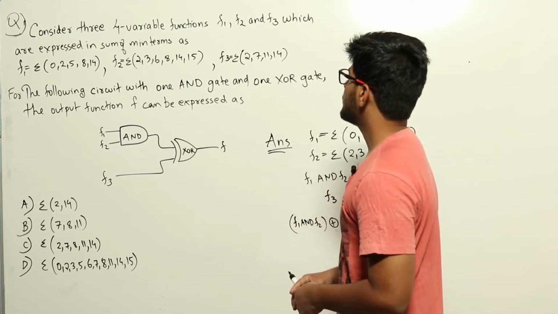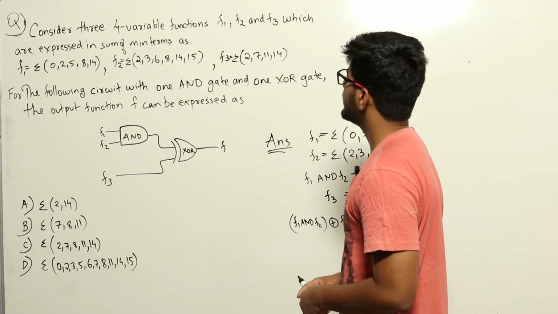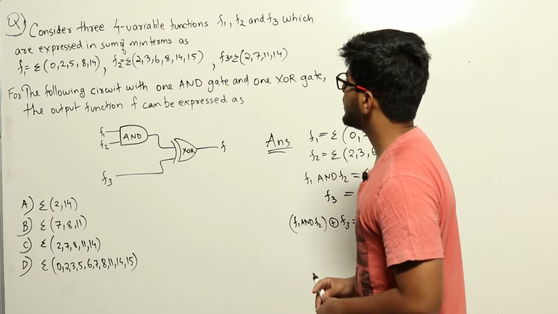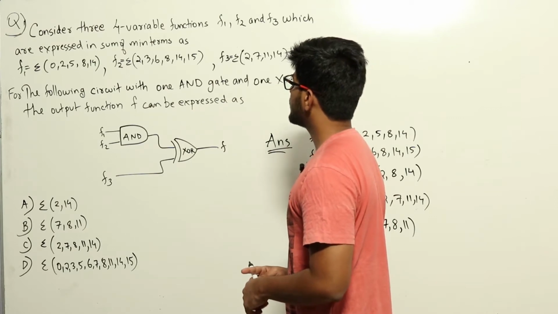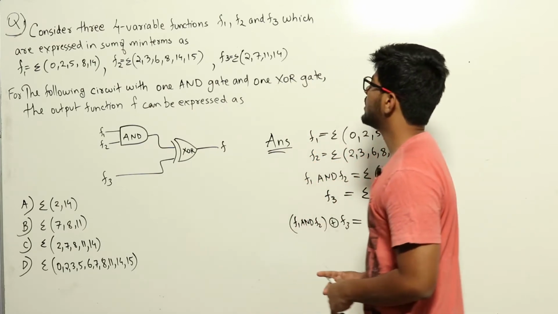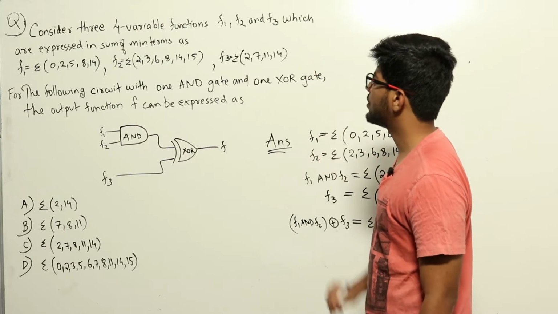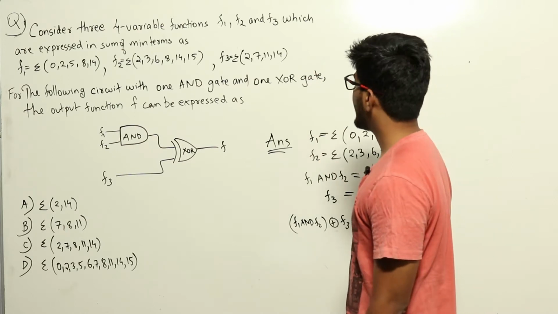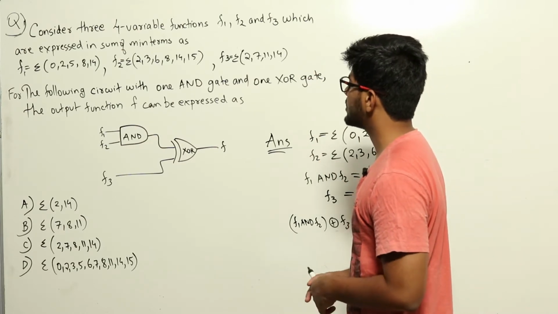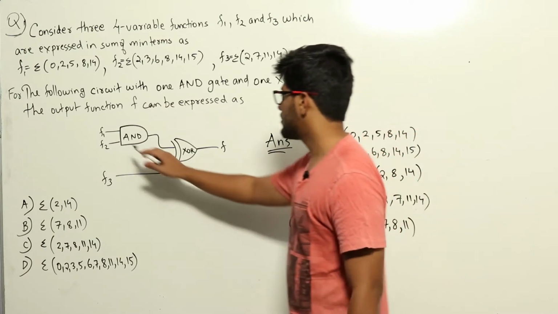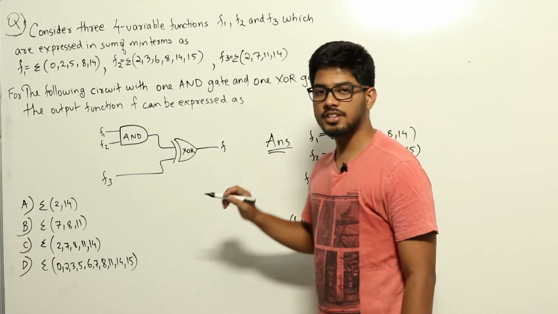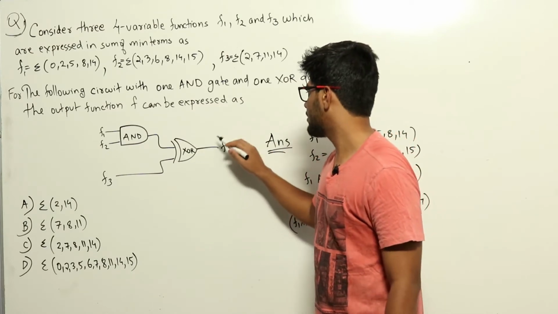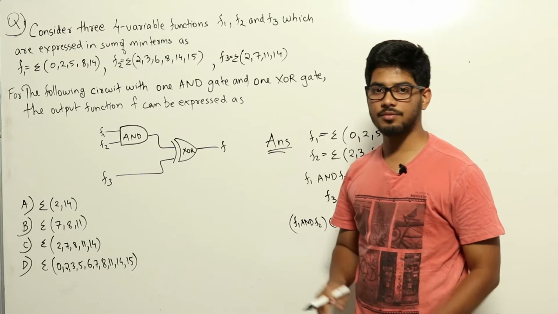Consider three 4-variable functions f1, f2 and f3 which are expressed in sum of minterms as f1 equal to sigma 0 2 5 8 14, f2 equal to sigma 2 3 6 8 14 15, f3 equal to sigma 2 7 11 14. For the following circuit with one AND gate and one XOR gate, the output function f can be expressed as this: f1 and f2 XOR f3 is f. So in the question they are asking what is the minimum sum of product form for f.